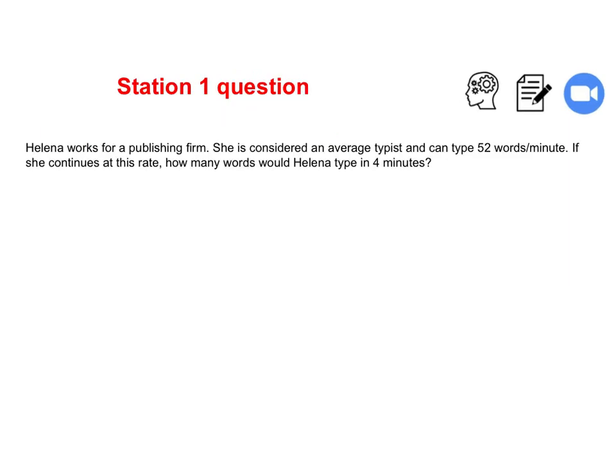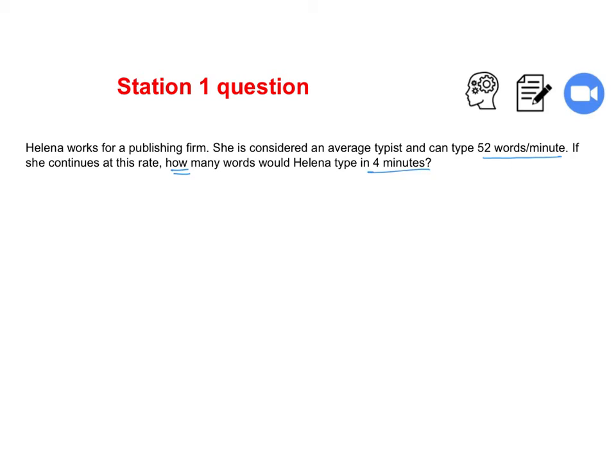Let's see, here's station 1. I think this is where I had different stations around the room. We don't get to do that right now, but students would solve the questions that were around the room, which was always kind of fun. And then you could work in a team. Helena works for a publisher. She's considered an average typist and can type 52 words every minute. If she continues at this rate, how many words can she type in 4 minutes?